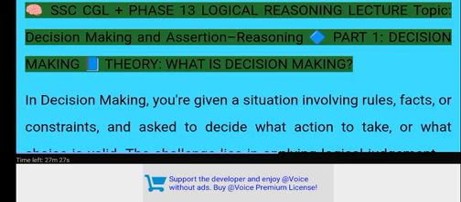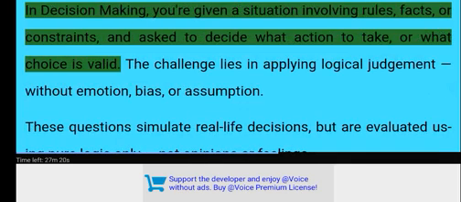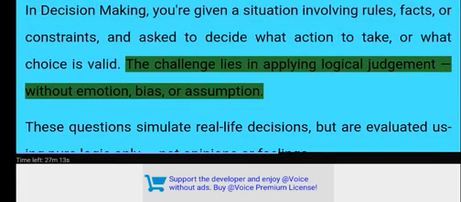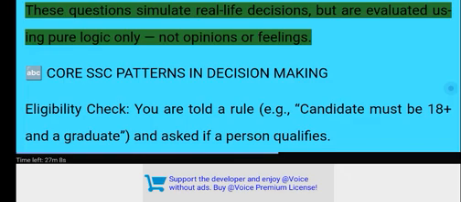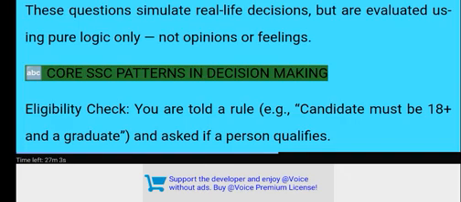Decision making theory. What is decision making? In decision making, you're given a situation involving rules, facts, or constraints, and asked to decide what action to take or what choice is valid. The challenge lies in applying logical judgment without emotion, bias, or assumption. These questions simulate real life decisions, but are evaluated using pure logic only, not opinions or feelings. Core SSC patterns in decision making.